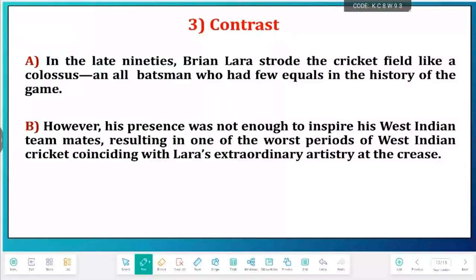Contrast means what? Sir, contrast means something which is opposite. Like for example, if I am wearing a black shirt with light blue jeans, then my black color is opposite to the light blue. But if I am wearing a black shirt and black pant, then it is matching. So contrast means opposite or contradictory. So contrast ka meaning hota hai opposite or contradictory.